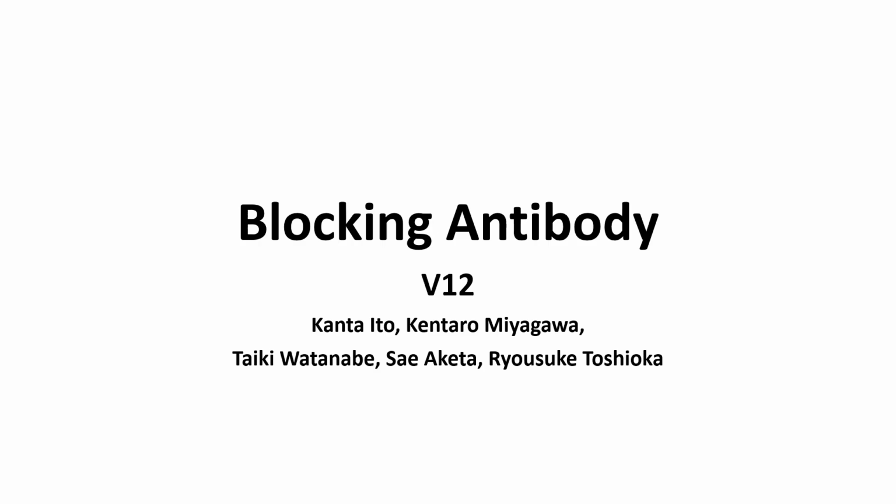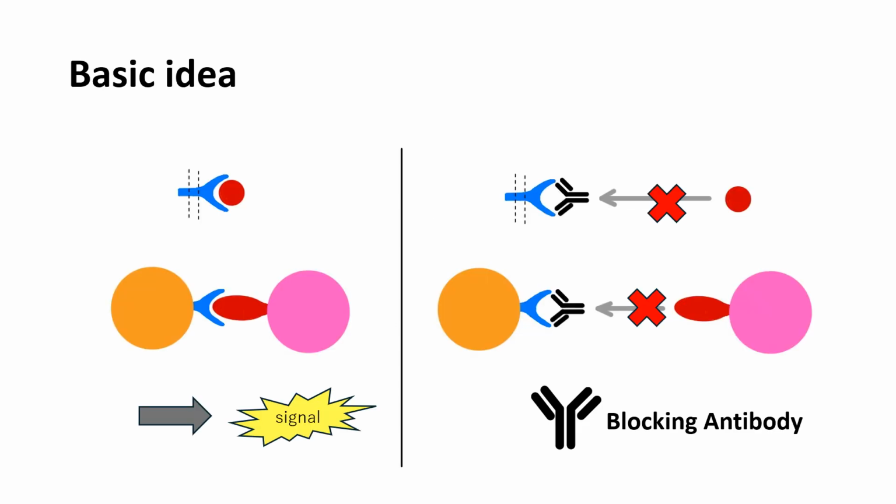We will give a presentation about blocking antibody. Blocking antibodies prevent a ligand and a receptor from meeting. The antibody binds to the receptor first, so the ligand can no longer access its binding site. As a result, the signaling pathway stays off.